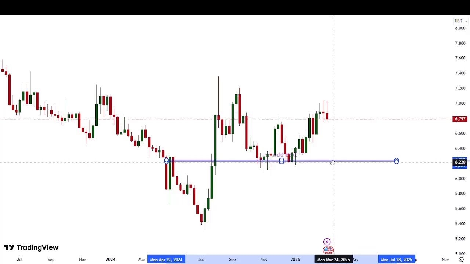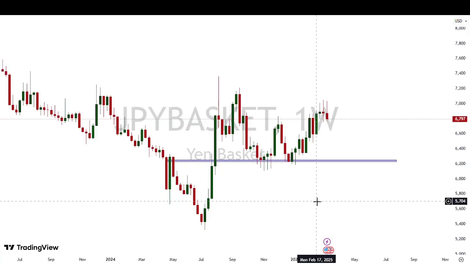This is how I plot them. I like to plot them from ending the body. If it's a wick, I don't care about the wicks. I just care about the body of the candle.